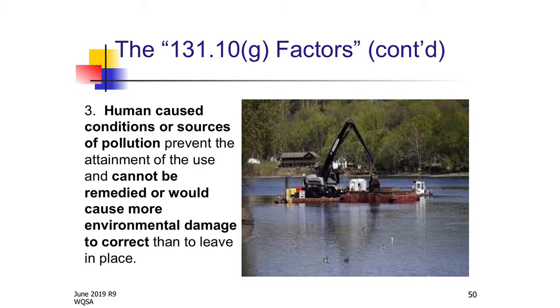Okay, factor 3: human-caused conditions or sources of pollution prevent the attainment of the use and cannot be remedied or would cause more environmental damage to correct than to leave in place. Factor 3 can be used for legacy pollutants like PCBs, where dredging the water to remove PCBs could actually stir them up and may cause more environmental damage than if they just left the PCBs there.